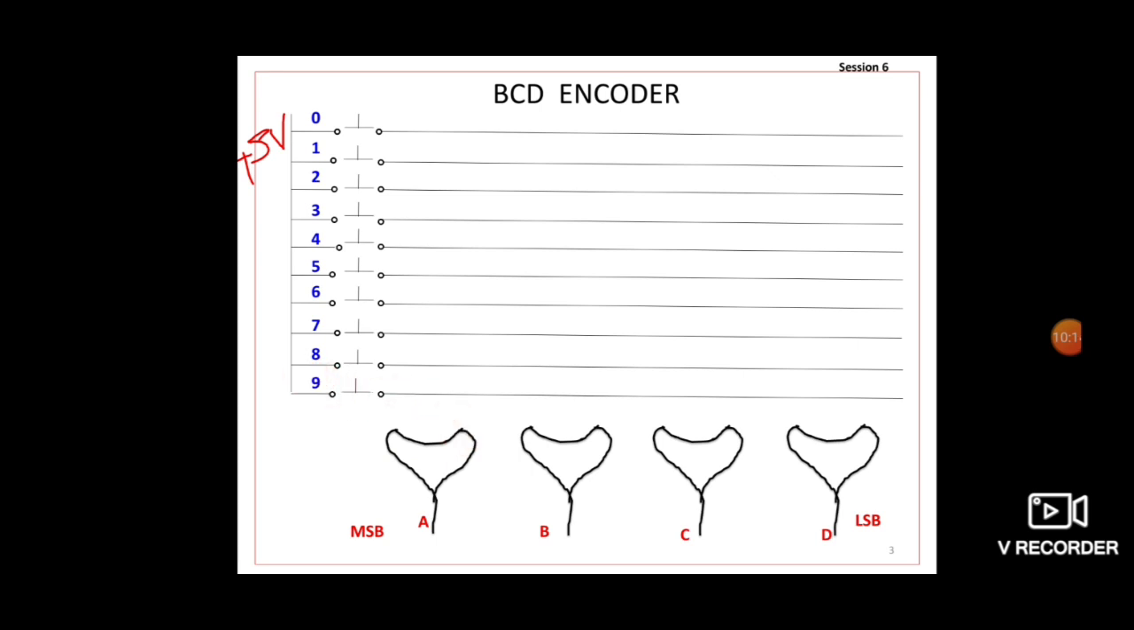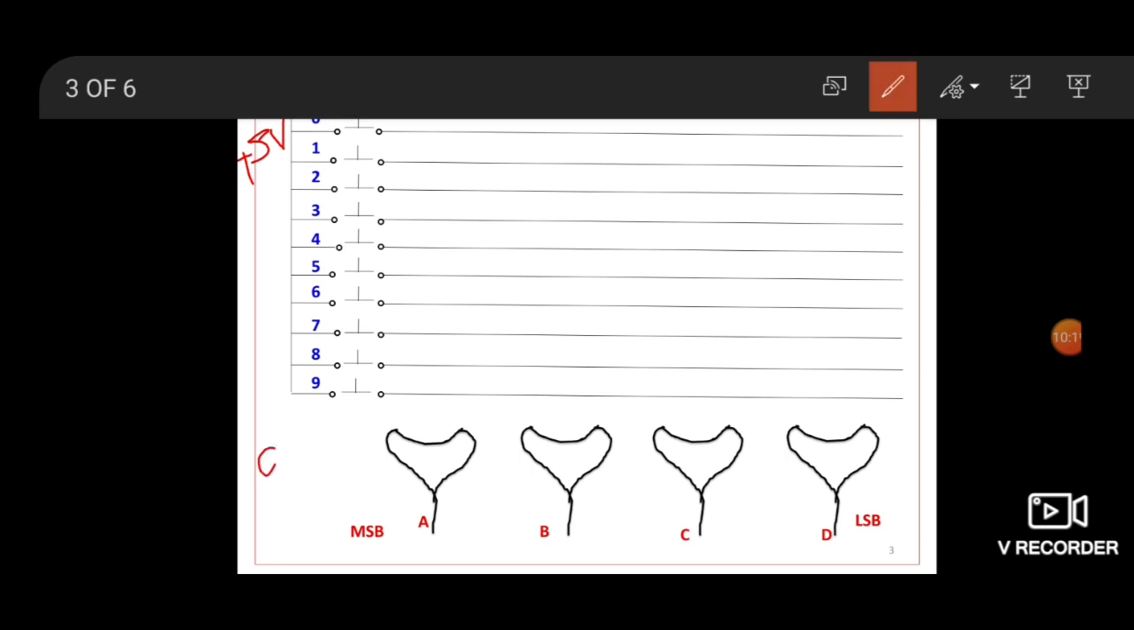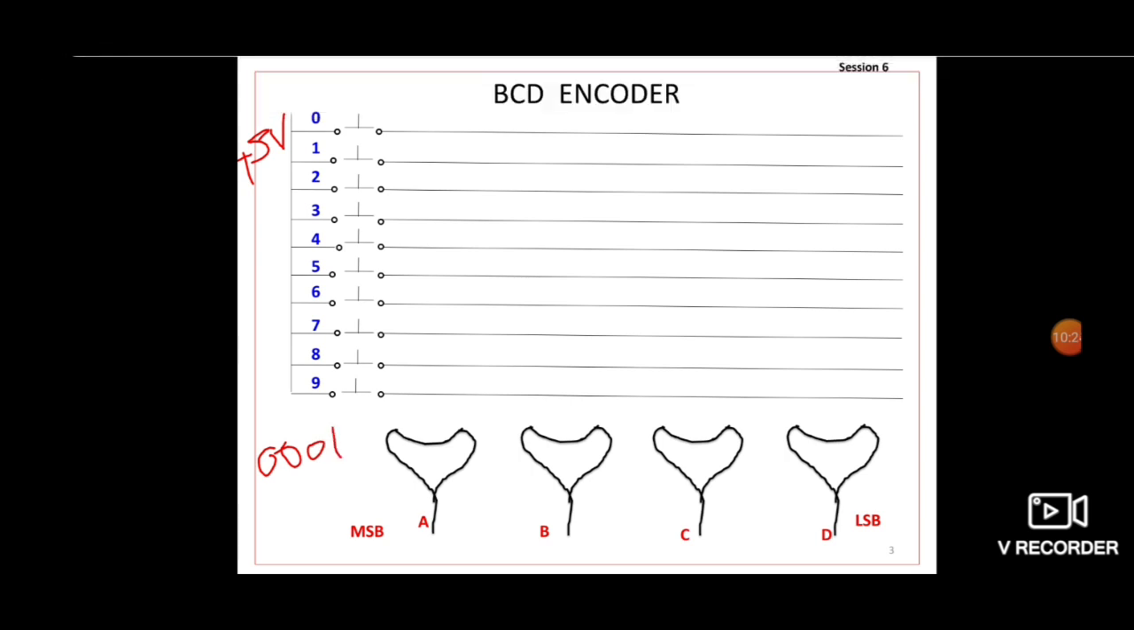Suppose we take another example: 0 0 0 1. Okay, 0 0 0 1 means when 1 is pressed, ABCD, this 1 is connected to this OR gate. Remaining all gates are open. If 2 is pressed, 0 0 1 0, so here 1 is connected.